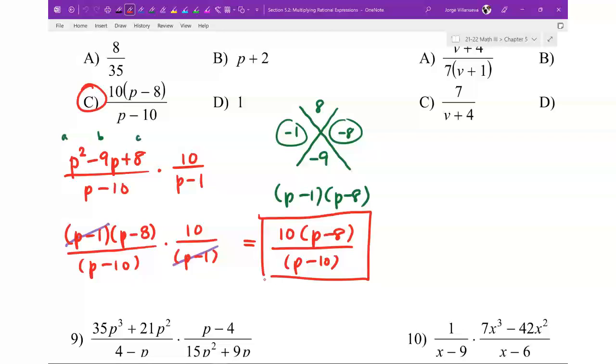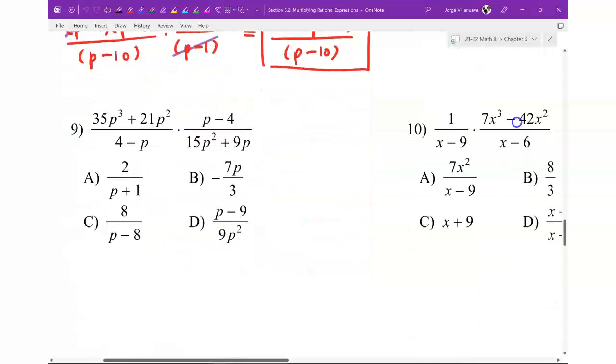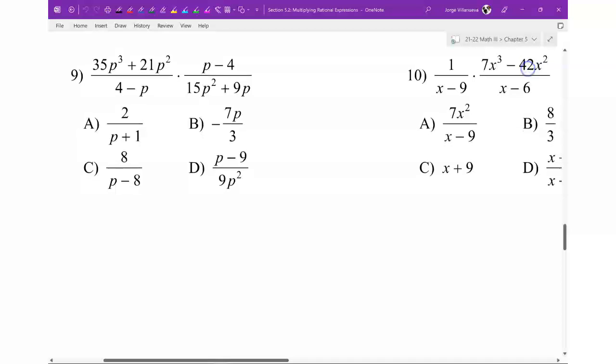Okay? So let's look at number 9. Let's take a look at number 9. Because number 9 has a little bit of a trick to it. Okay? And it's not even a factoring trick. It's something that you have to try to do just to make things match up nicely. So let's rewrite this thing.